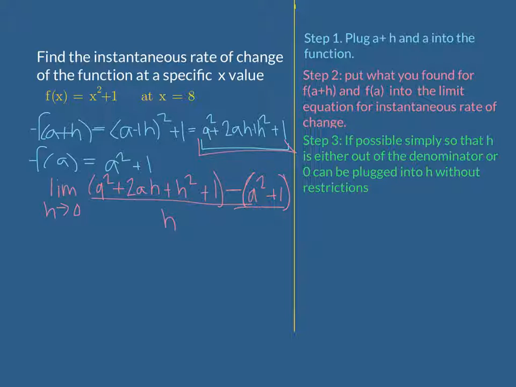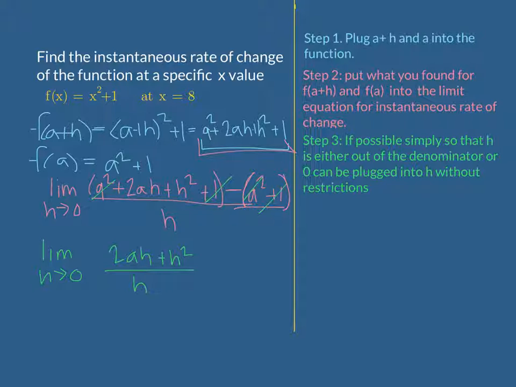So I want to go through and cancel anything out first if I can. So see how I have a squared minus a squared? Those will cancel out. And I have plus 1 minus 1, which would also cancel out. So what we are left with is the limit as h approaches 0 of 2ah plus h squared. The whole backside canceled out, so we have divided by h.